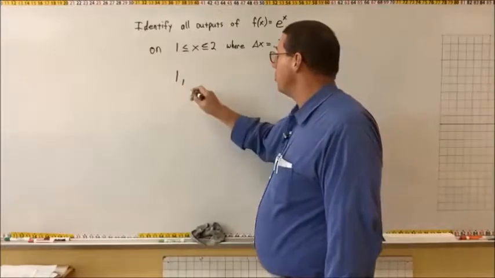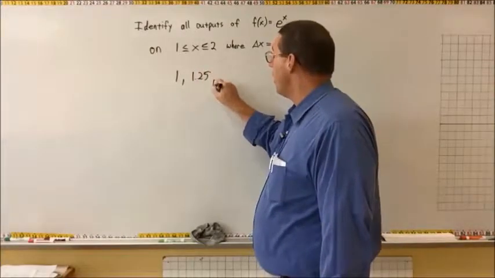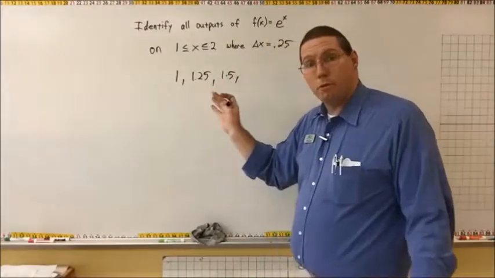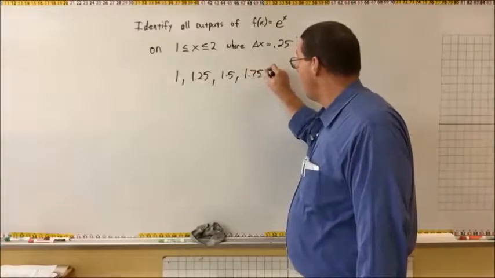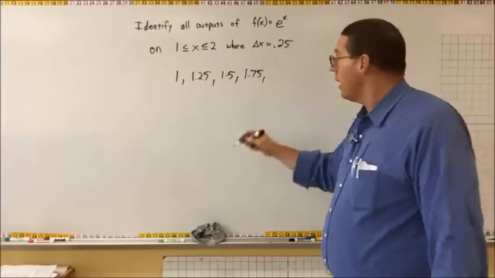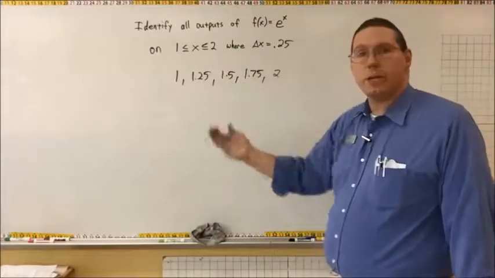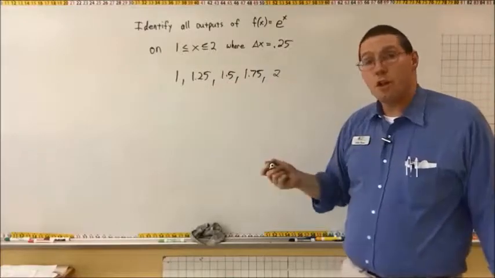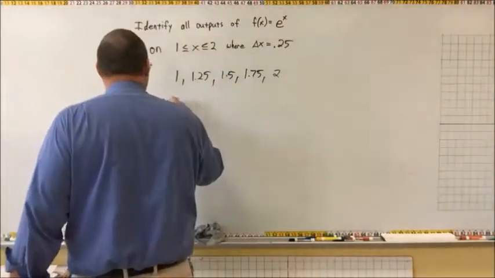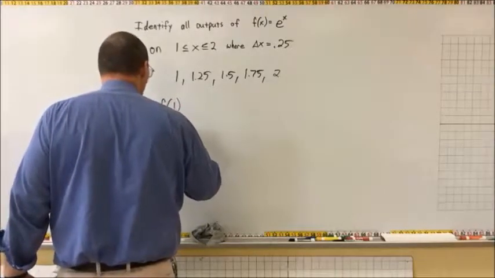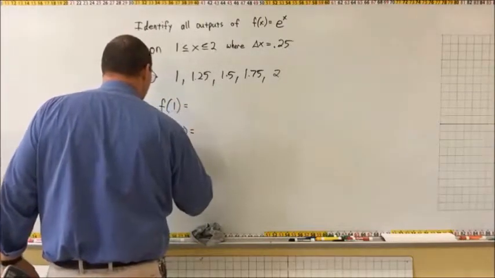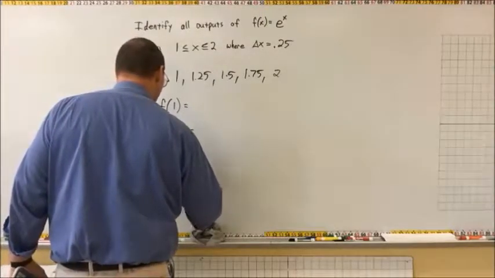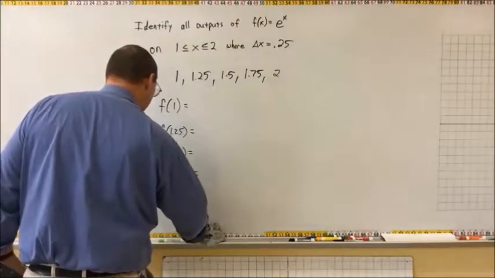So 1 plus 0.25 is 1.25. Then add 0.25 again, and we have 1.5. Then add 0.25 again, and we have 1.75. Add 0.25 again, and we have 2. And you'll see now that we have reached the maximum end of our interval. So we have five numbers here. So we're going to try and identify f of 1, then f of 1.25, then f of 1.5, then f of 1.75, and lastly, f of 2.